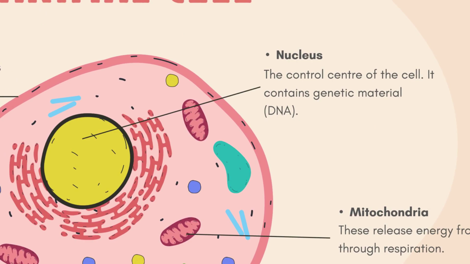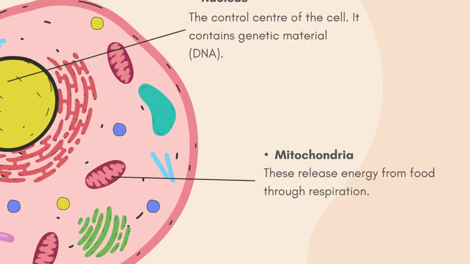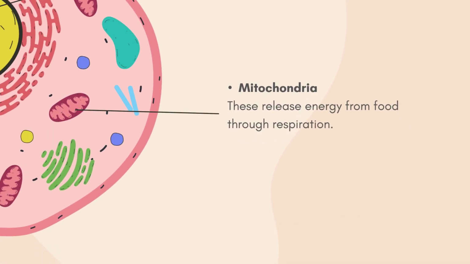Then comes the nucleus. So the nucleus is the control center or brain of the cell. It contains the cell's DNA, genetic material, which controls growth, reproduction, and all cell activities. What's its function? It controls the activities of the cell. It stores genetic information, DNA, and it also controls when the cell should grow, divide, and make proteins. Then comes the mitochondria. It's the powerhouse of the cell. It produces energy for the cell, and that process is called respiration.